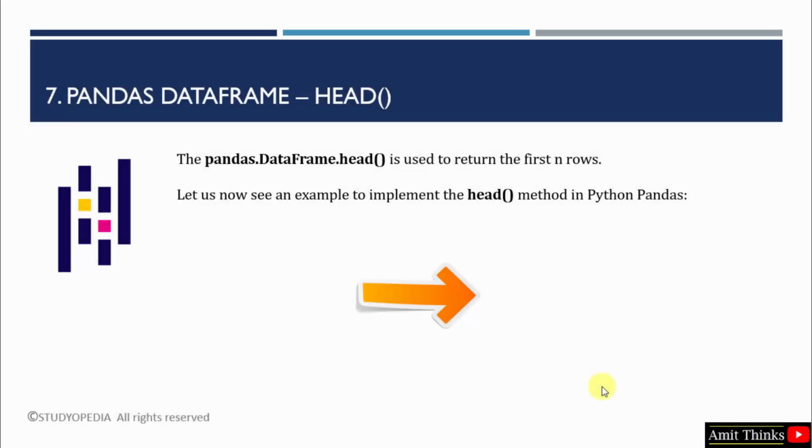In the next example, we'll be working on the methods of data frame in pandas. That is the first one, beginning with head. If we use the head method, it will display the first n rows. That means by default it will display the first 5 rows. And if you mention any value within the head method as a parameter, then that number of rows will be returned. Let's see an example.